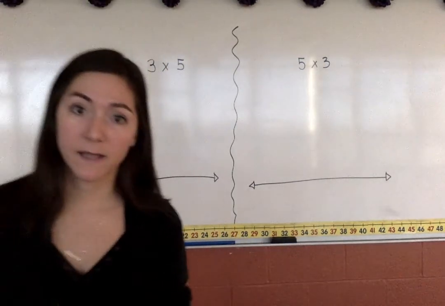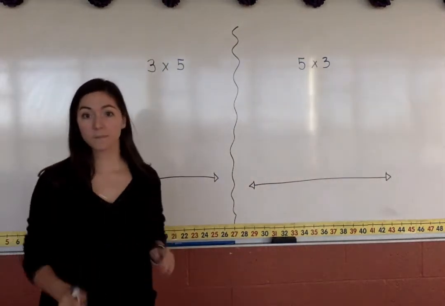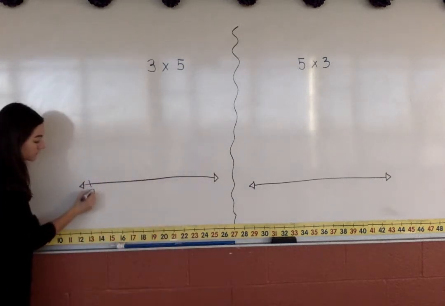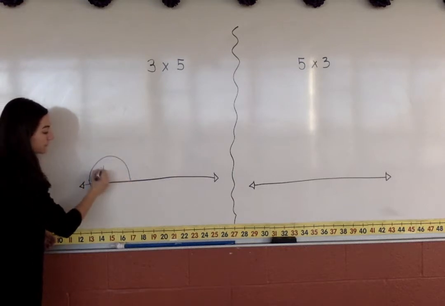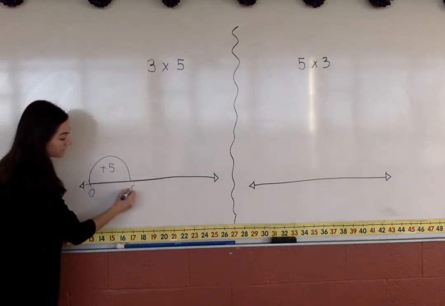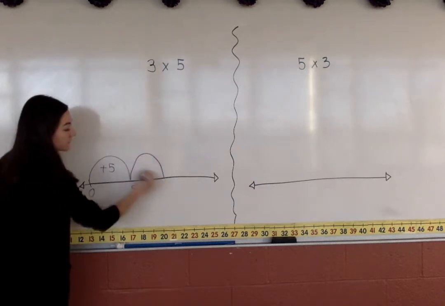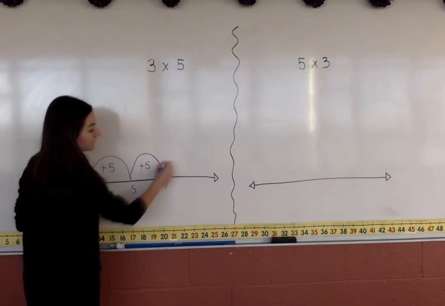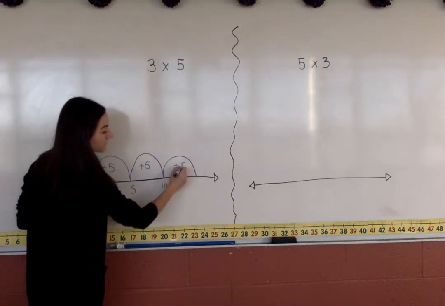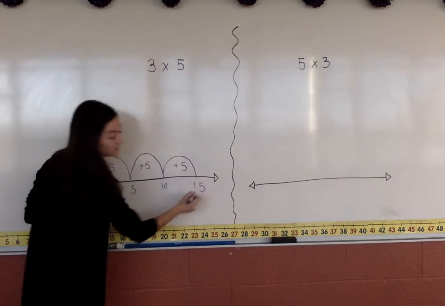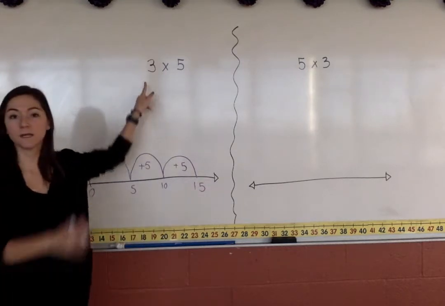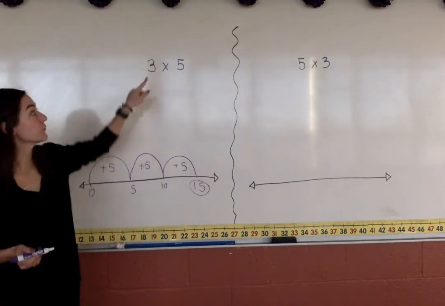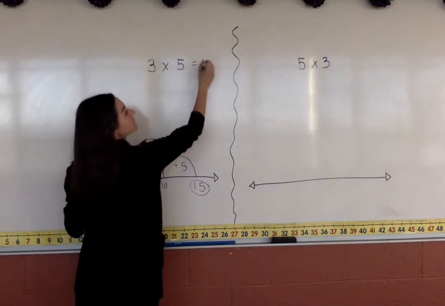Now when solving on a number line, I know I need to take 3 hops of 5. So I'm going to start at 0. I'm going to take 1 hop of 5, and I'll land on 5. I'm going to take another hop of 5, and I'm going to land on 10. And I'm going to take my third hop of 5, and I'm going to land on 15. So when I take my 3 hops of 5, I land on 15. So 3 times 5 equals 15.